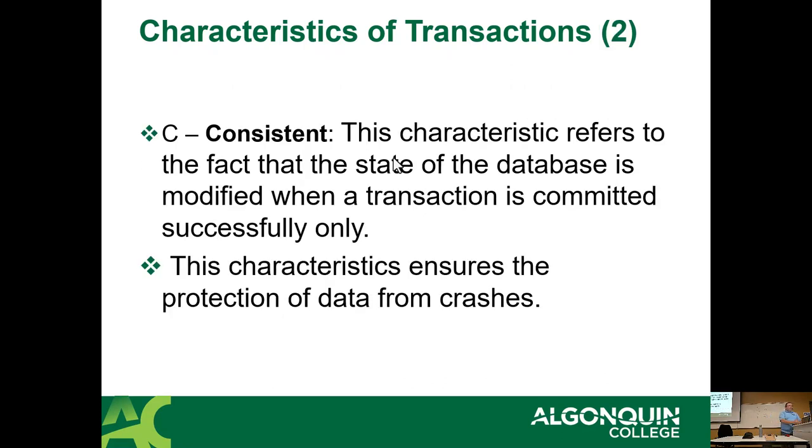Consistent. Sometimes it's also known as consistency. This characteristic refers to the fact that the state of the database is modified when a transaction is committed successfully. So in other words, we start out with 500 and 200. A bunch of stuff happens in the middle during the transaction. And then we commit. These pieces of information go in. The results of this will be consistent to whatever was asked to happen.